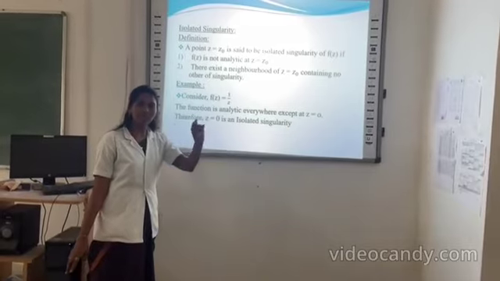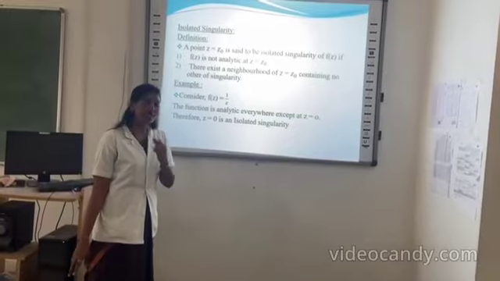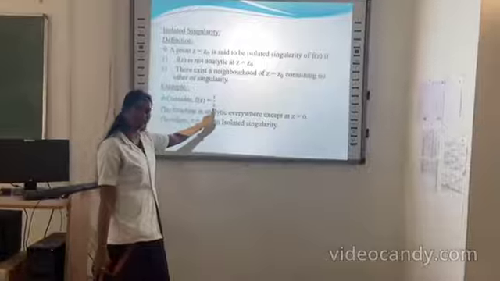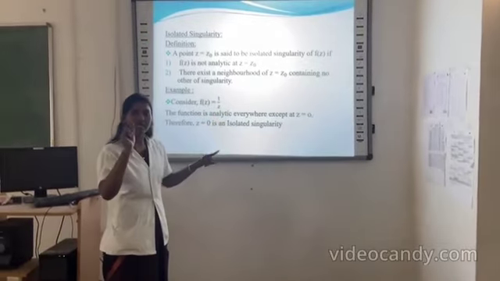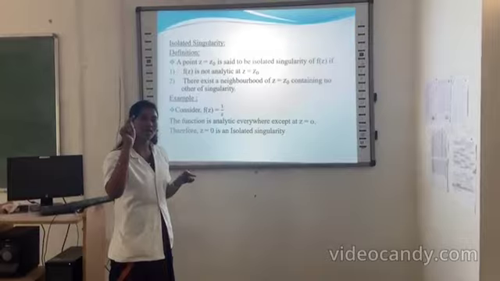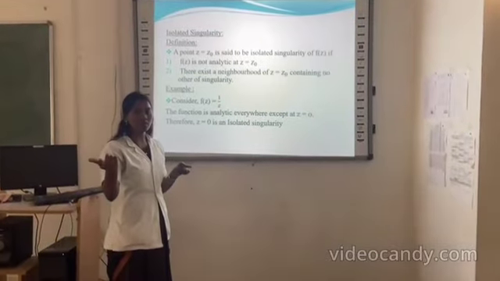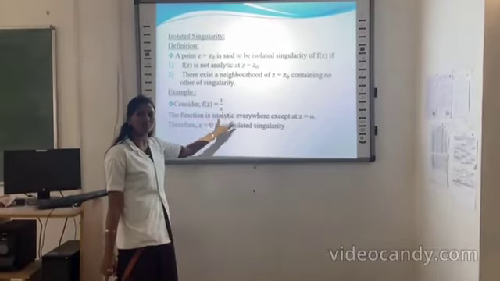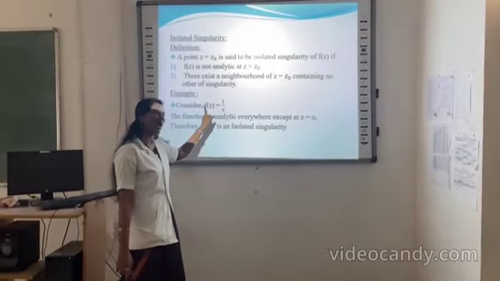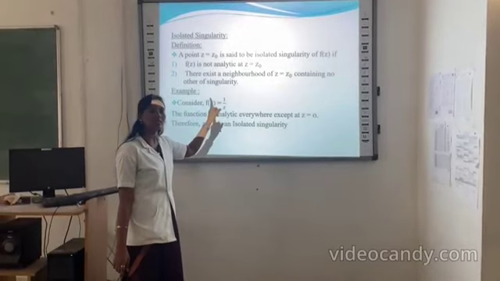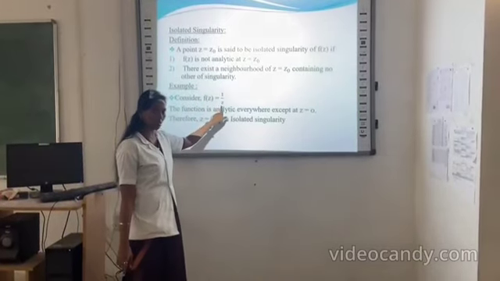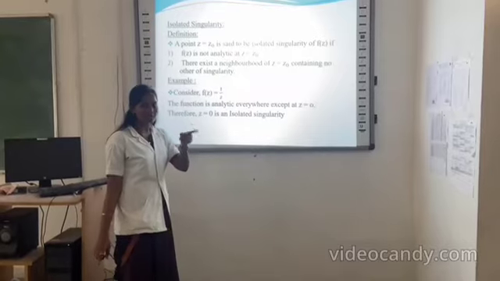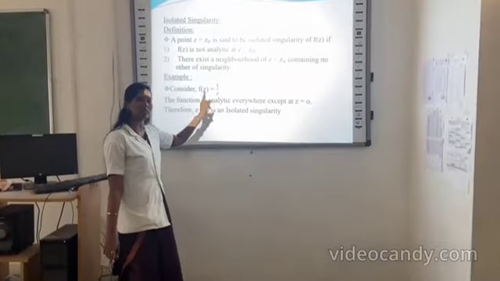First you find the singularity. How can you check? Move on to the denominator, which is z. If you substitute z equal to 0, you get 1 divided by 0, which is infinity. So the function f of z is not analytic at the point z equal to 0. So z equal to 0 is a singular point. Singularity and singular point are both the same.